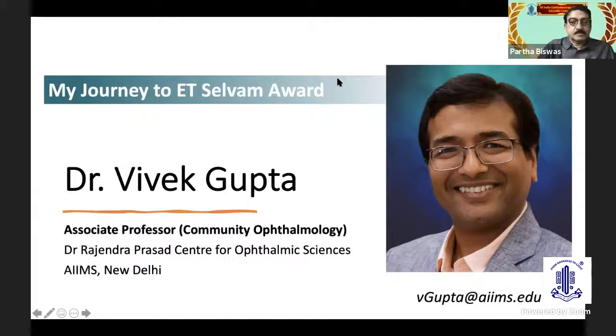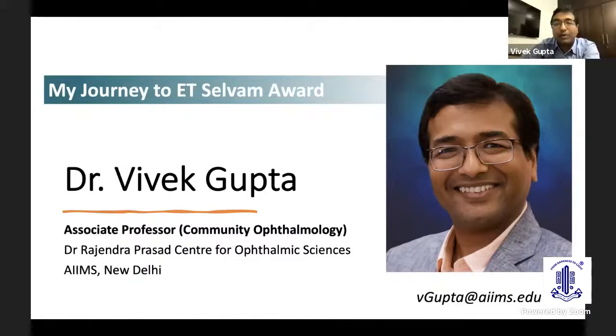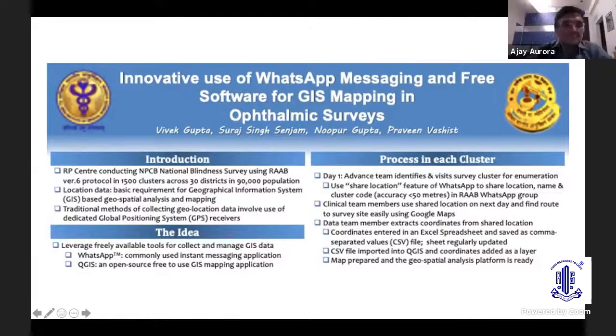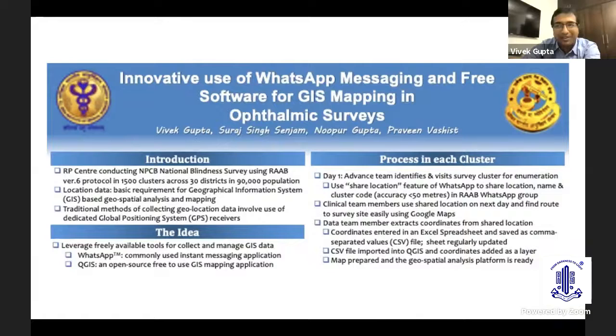So, sir, I think I would be one of the odd ones out in today's group because I actually come from a background of community medicine. I'm currently a faculty of community ophthalmology at RP Center, and this is the title of the poster which I had presented. We used WhatsApp messaging and open source software to do GIS mapping in the National Blindness Survey. It was not a research presentation, not a case presentation, not a case series. It was an idea that we had implemented in the national survey.